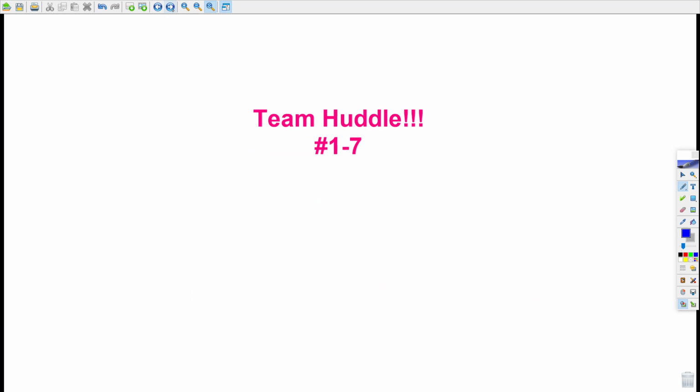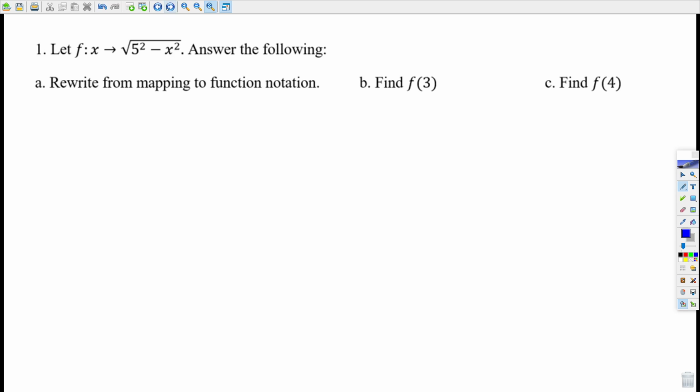So that is everything. We're going to go through a huddle problem or two. Let's go through the first one here. We have let f map x onto the square root of 5 squared minus x squared. Answer the following. We're going to rewrite this in function notation, so we're going to write it as f of x equals the square root of 5 squared minus x squared. And then we're going to plug in some numbers here. We're going to find f of 3 and f of 4. So f of 3 would be the square root of 5 squared minus 3 squared.